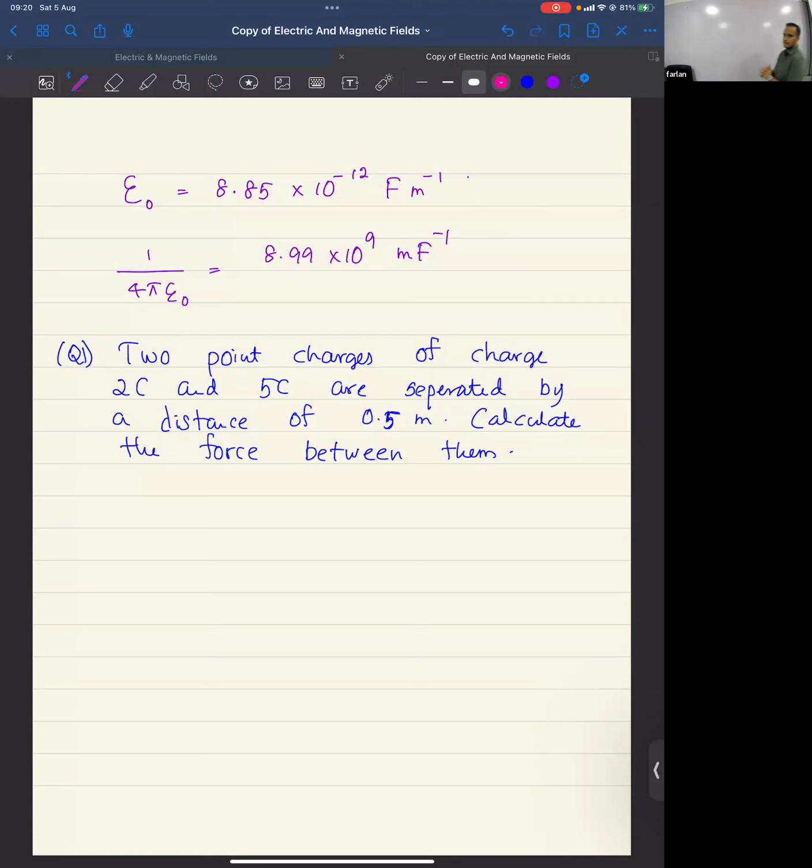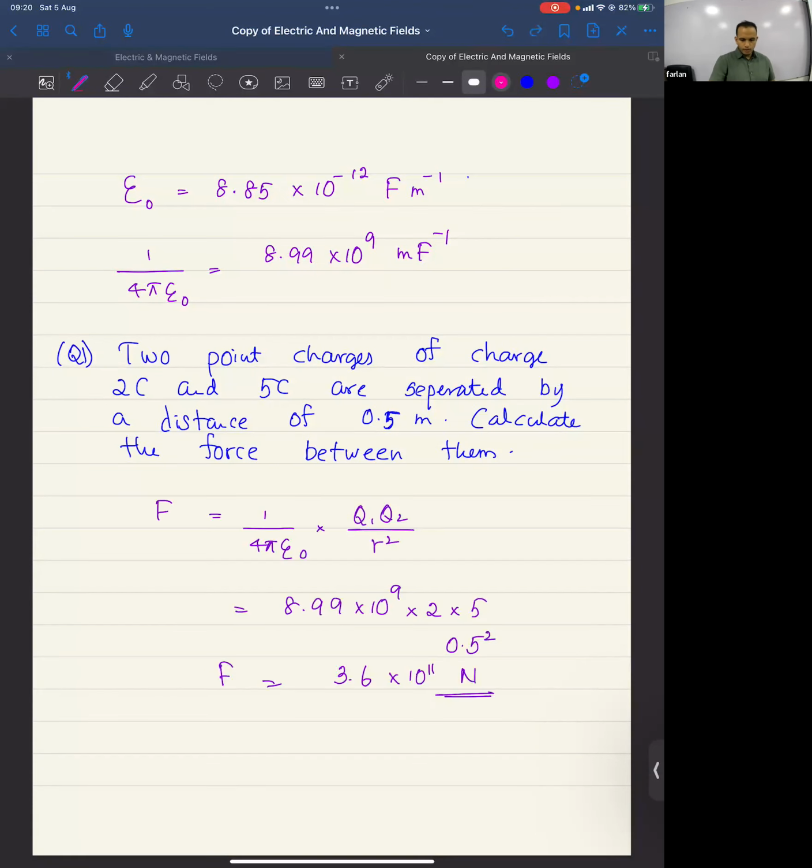What's your answer? 3.6 into 10 to the power 11. The 1 over 4 pi epsilon naught, straight away you can use it as 8.99 into 10 to the power 9. And the two charges are 2 and 5. So 2 into 5 divided by 0.5 square. 3.6 into 10 to the power 11. Correct?